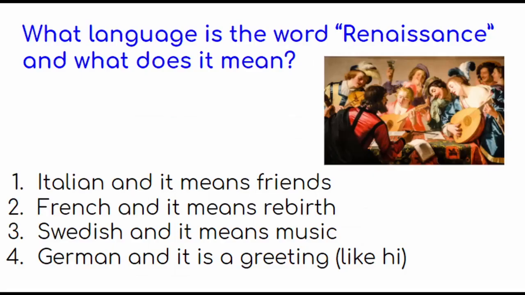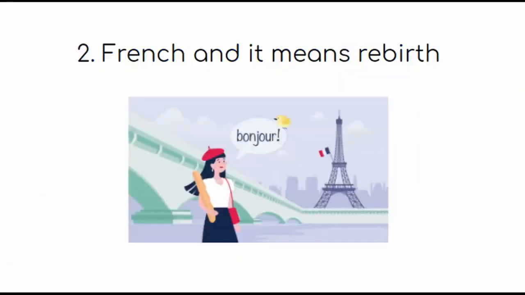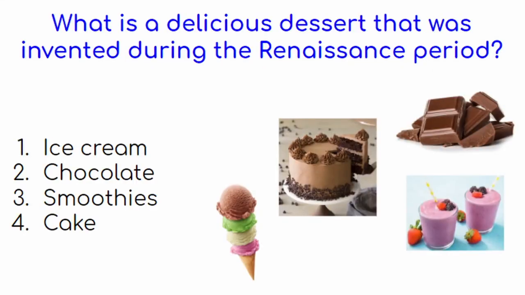What language is the word Renaissance and what does it mean? 1. Italian and it means France. 2. French and it means rebirth. 3. Swedish and it means music. 4. German and it is a greeting, like hi. And the answer is 2. French and it means rebirth. Renaissance, rebirth.